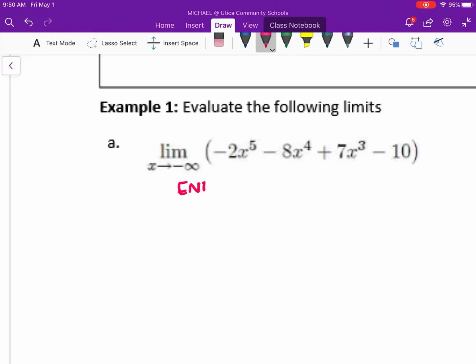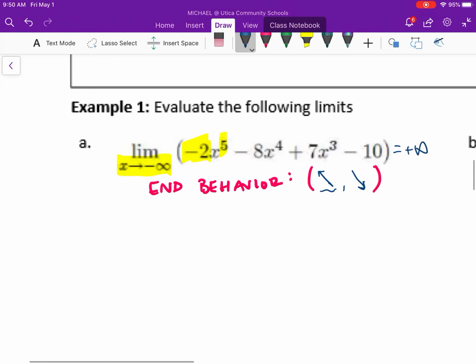So first we want to look at end behavior of this and decide what's happening at negative infinity. So again, we look at the leading coefficient and the highest degree. In this case, the leading coefficient being negative 2 says that to the right it goes down, and then an odd degree means the left side does the opposite, which would be going up. So as x approaches negative infinity, we would be going up. So our answer is going to be positive infinity.